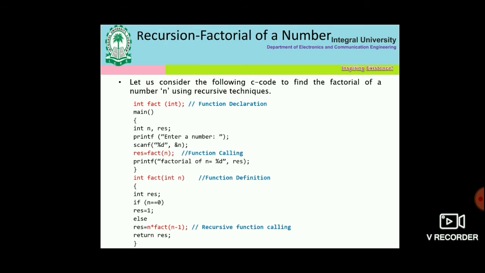Let us consider another example of a C code where we have to find the factorial of a number using recursive techniques.